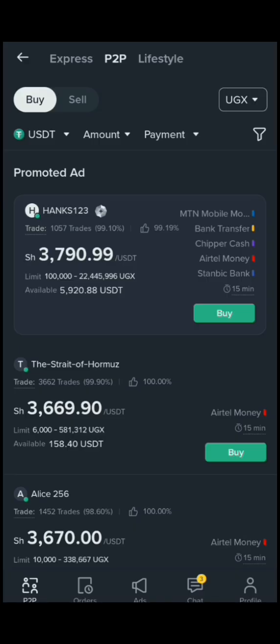After pressing on P2P trading, they are going to bring you to this page. You can see right here there is buy and sell. Always make sure that it is in buy, not sell, if you are going to buy. If you are selling, it's okay, it can be in sell. So right here we are on buy. The first thing you're going to do after reaching this P2P page is to press right here on payment.